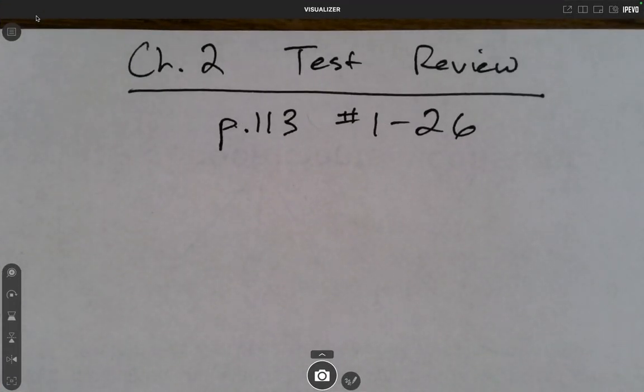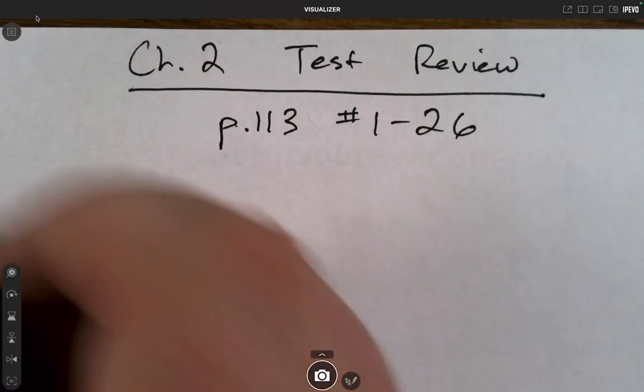So this was the bonus assignment for the Chapter 2 test review. It's on page 113, number 1 through 26. So I'm assuming you have your book available, because I'm just going to write through the answers here.